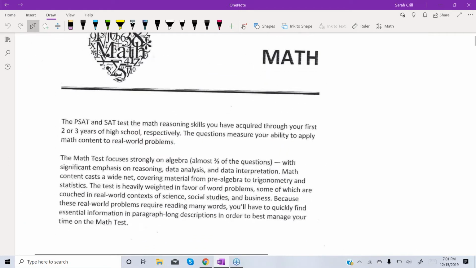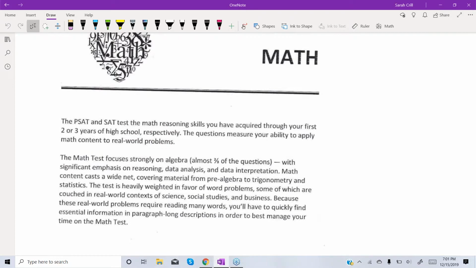So the math section is going to test the skills that you would have acquired in your first 2 to 3 years of high school. So classes like Algebra 1, Geometry, and Algebra 2 are essential for, let's say, the SAT. The PSAT has more Algebra 1 and Geometry questions and not as much difficult Algebra 2 as the SAT. So most of the test is actually going to be testing algebra, but you will have a few geometry questions throughout.